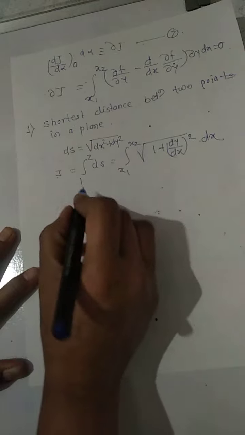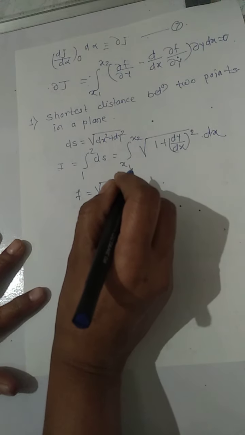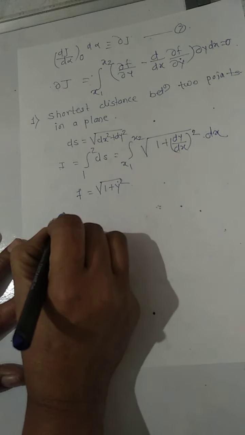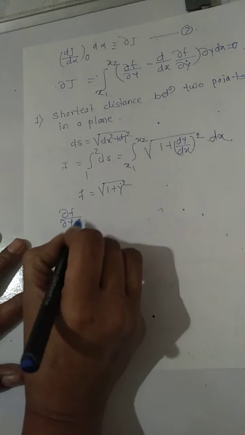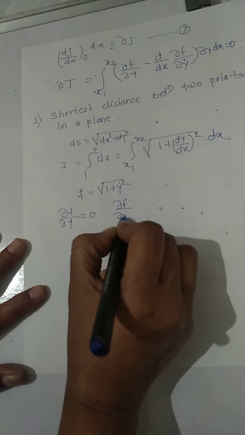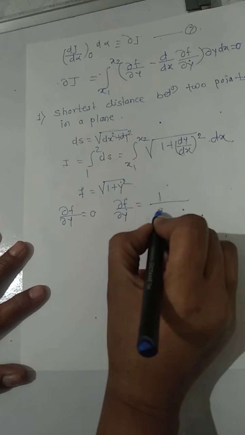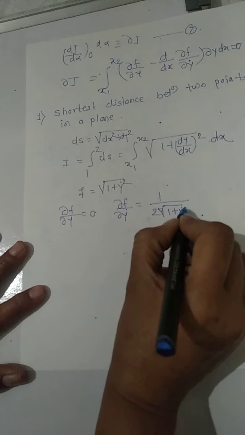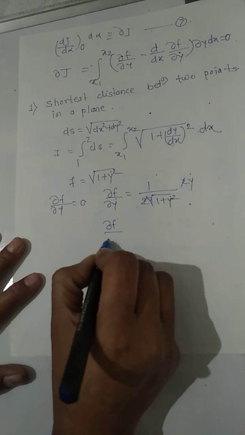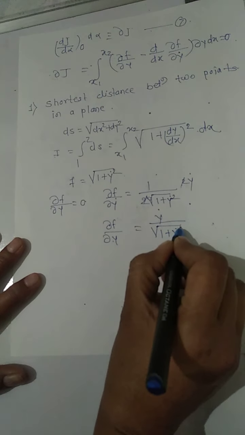And then we get f is equal to the square root of 1 plus ẏ squared, and substituting this value in the above equation, we get ∂f/∂y is equal to 0, and the derivative with respect to ẏ, meaning ∂f/∂ẏ, is equal to 1 upon 2 times the square root of 1 plus ẏ squared, times 2ẏ, and here the 2 cancels, and ∂f/∂ẏ is equal to ẏ upon the square root of 1 plus ẏ squared.